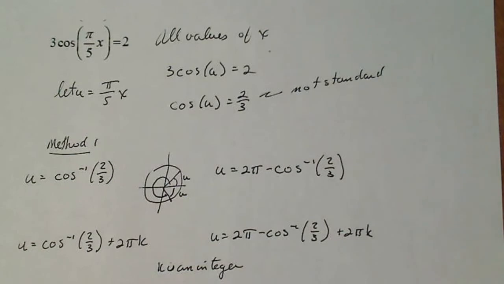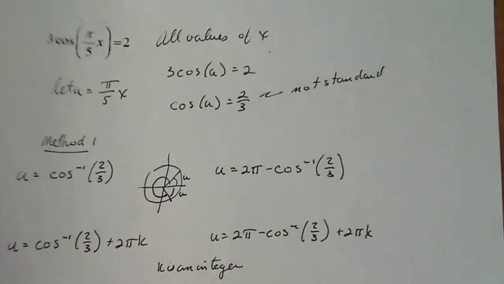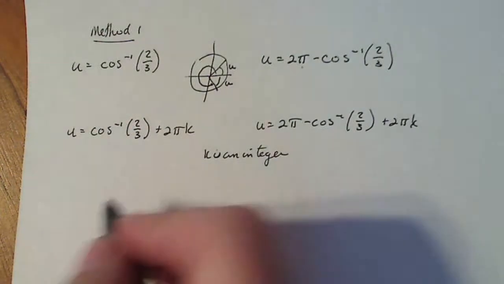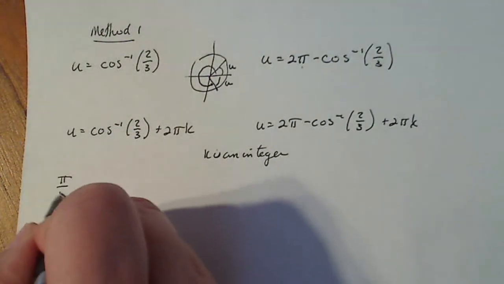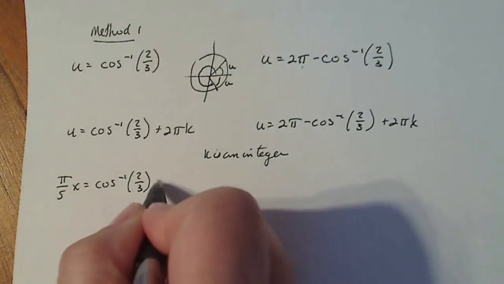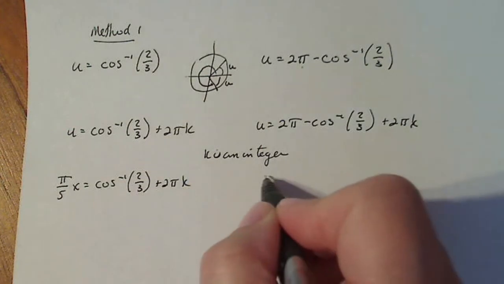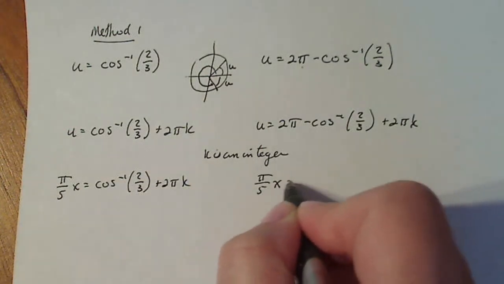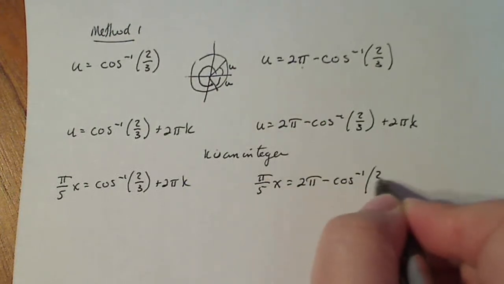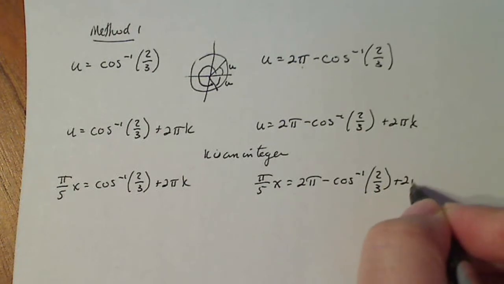A lot of students want to leave it off because they don't think it's important, but there's a difference between k being an integer and k being a real number. So there's my 2 solutions for u, but actually I want all values of x. So that means I have to substitute in pi over 5 x in for u and then solve from there. So pi over 5x equals cosine inverse of 2/3 plus 2 pi k. Same thing over here, pi over 5x equals 2 pi minus cosine inverse of 2/3 plus 2 pi k.